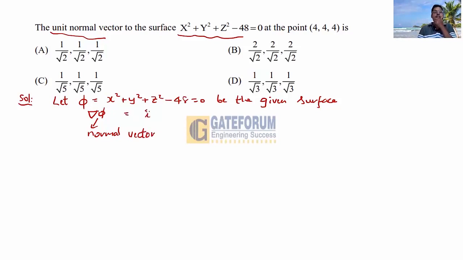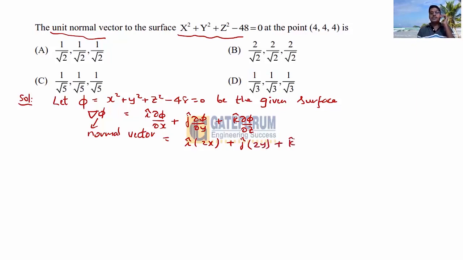For three variables, i cap ∂φ/∂x plus j cap ∂φ/∂y plus k cap ∂φ/∂z. So this is equal to: the partial derivative with respect to x is the derivative of x², as yz becomes 0. The partial derivative with respect to y is the derivative of y², as xz becomes constant, that is 0. The partial derivative with respect to z is the derivative of z², as xy is constant and becomes 0. And substituting at the point (4, 4, 4), x, y, z are all equal to 4.